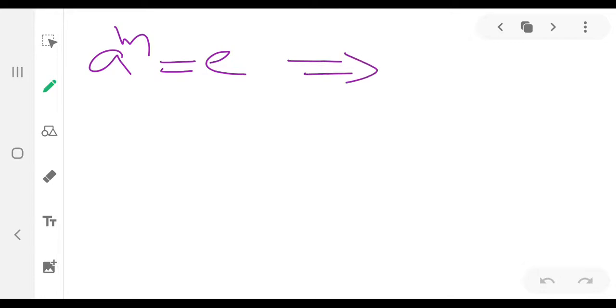a raised to m is equal to e if and only if m is equal to nq.